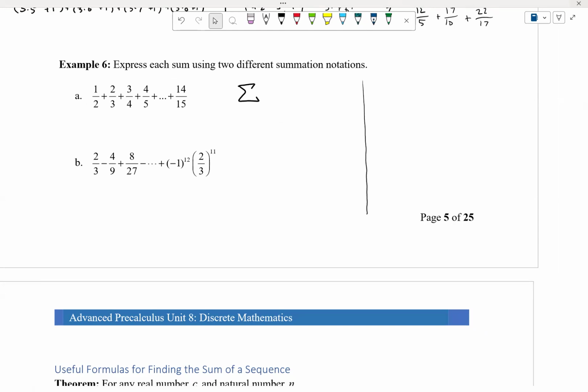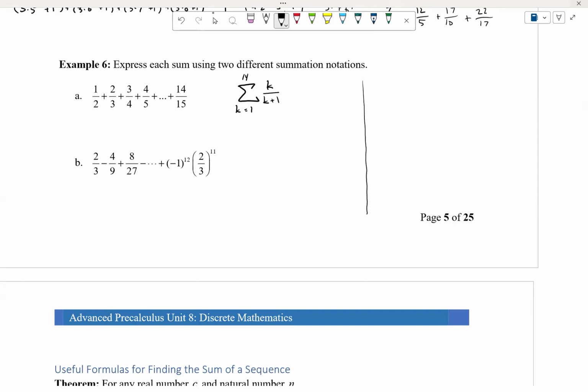Shane, what did you put on the bottom of the sigma? The one? K equals 1. Okay, how about the top? Okay, and the argument of it? I said K over K plus one. Are we good? Thank you.